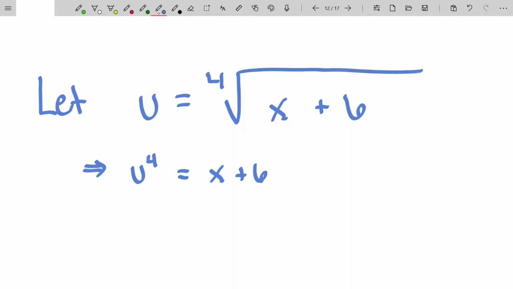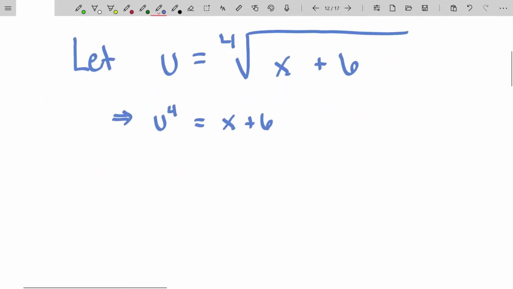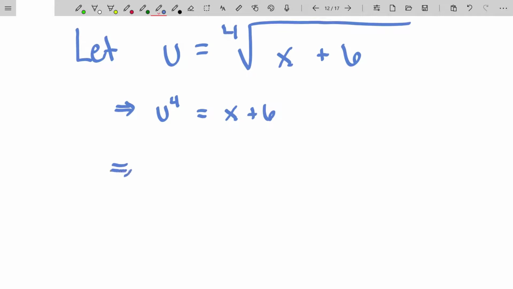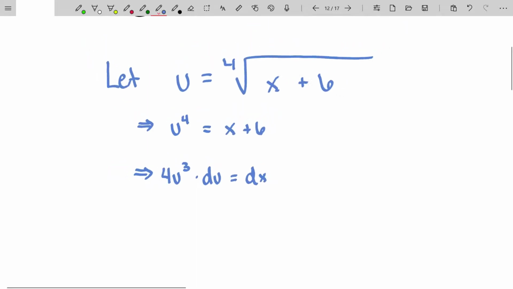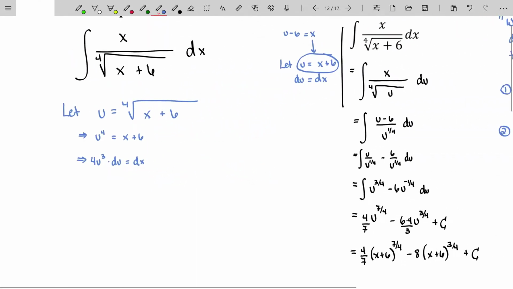I just raised both sides to the 4th power to get rid of radicals, and now I'll take the derivative of both sides. The left-hand side becomes 4u cubed times du. On the right-hand side, I'll get 1, that's the derivative of that, times dx. This substitution is actually a very nice substitution because now our integral becomes the following.